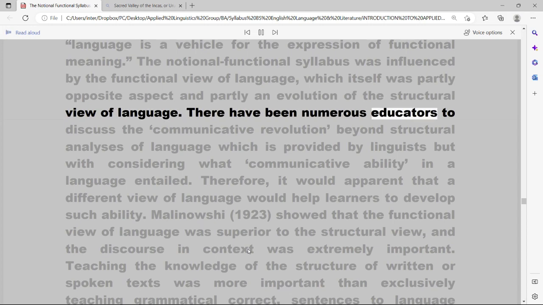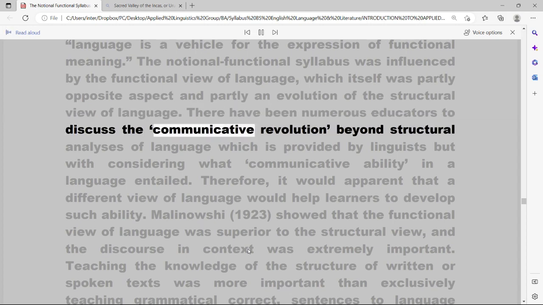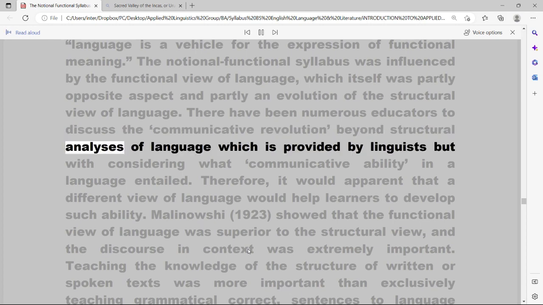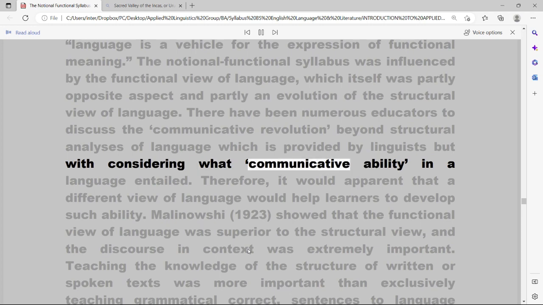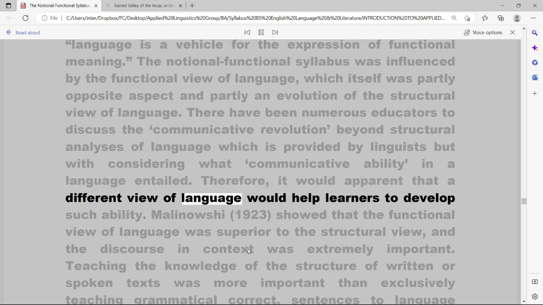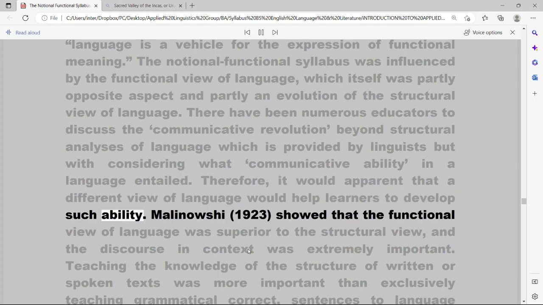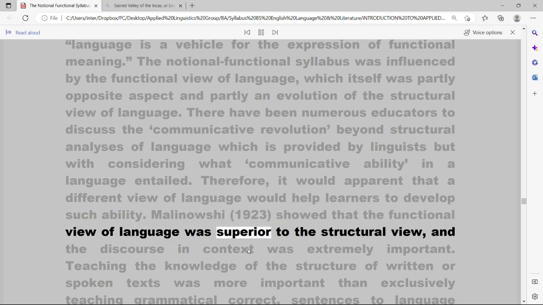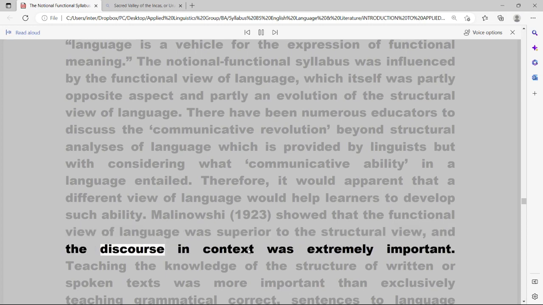There have been numerous educators who discuss the communicative revolution beyond structural analyses of language provided by linguists, but with considering what communicative ability in a language entailed. Therefore, it would be apparent that a different view of language would help learners to develop such ability. Malinowski, 1923, showed that the functional view of language was superior to the structural view, and that discourse in context was extremely important.